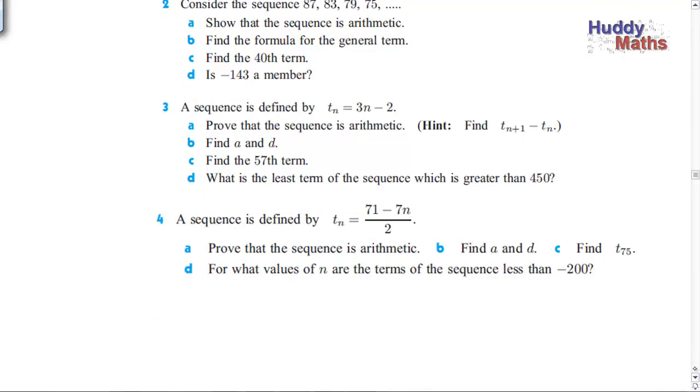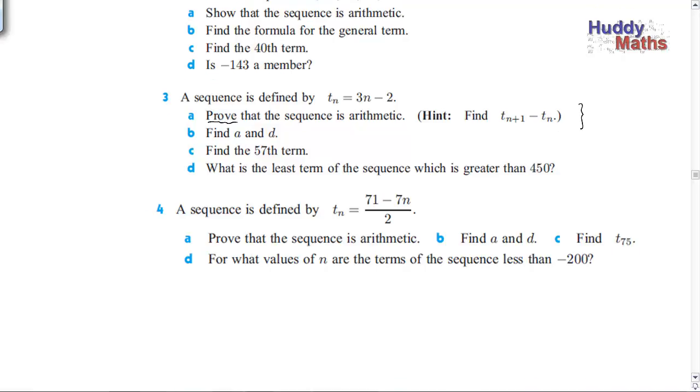Question 4. This is a little bit difficult. You'll have to look at the solution for that. Prove that the sequence is arithmetic. You might have to talk to your teacher about that one. It's a proof, so you can't just put in a few numbers. You've got to show that it would be true for all values of n. Okay, let's have a look at the answers now.